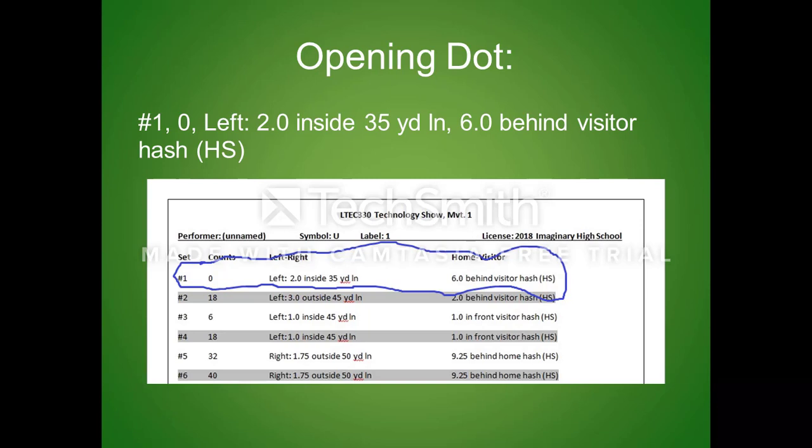For her second slide, she was instructed to put down her opening dot directly from her dot sheet. So as she has circled on her graphic underneath, she has noted that her opening dot is number 1, 0 counts, left 2.0, inside 35 YDLN, 6.0 behind visitor hash, HS.